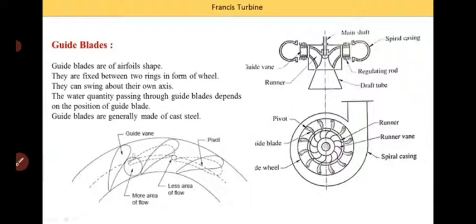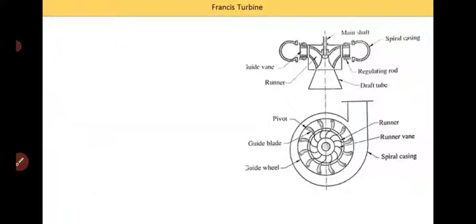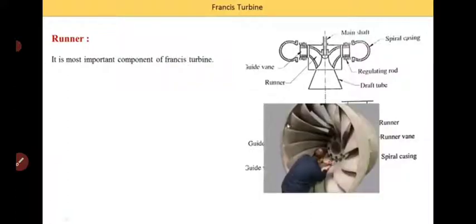But there are a number of positions possible for guide vanes, and the guide blades are generally made of cast steel. Next we understand the runner. It is the most important component of a Francis turbine. So here you see the image of the runner.